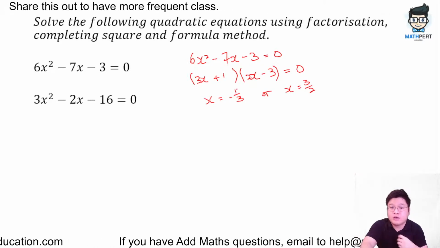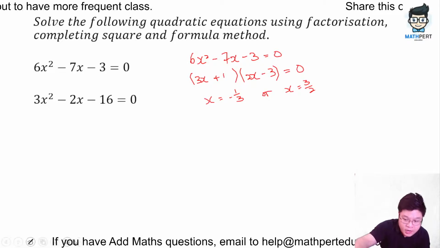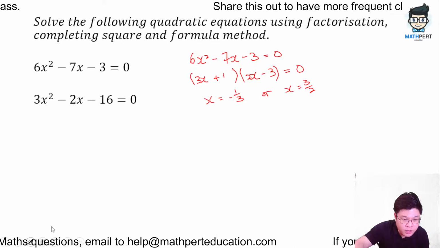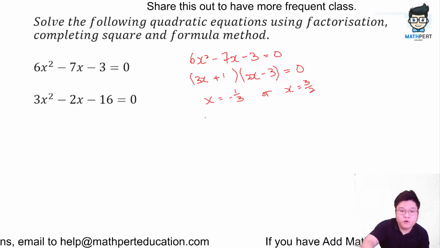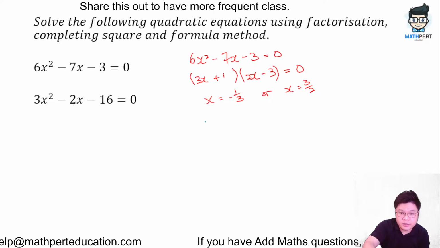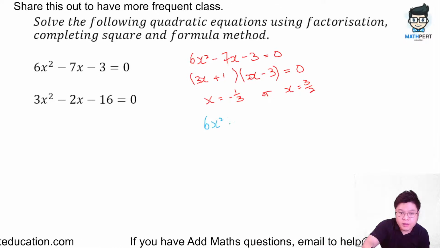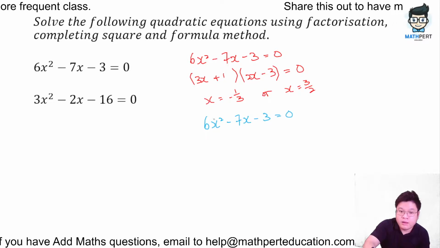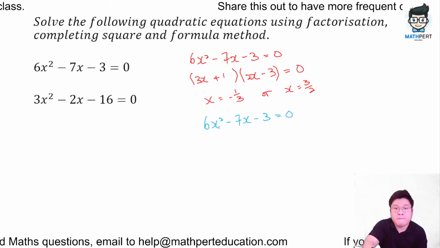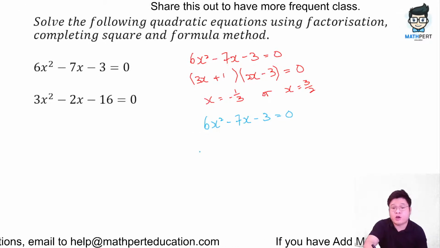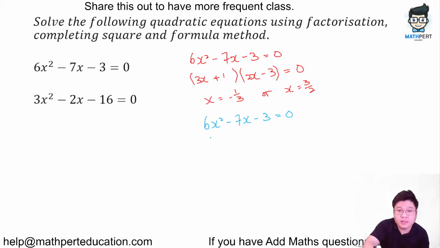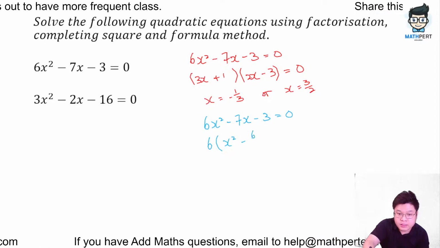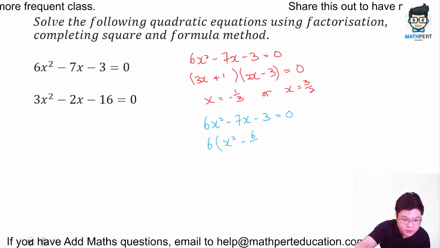So this is factorization. Let me change the color and use the completing the square method. I'll use blue. For completing the square, again the same equation: 6x squared minus 7x minus 3 equals 0. For completing the square, the coefficient of x squared must be 1, but the coefficient over here is 6. So we have to factor the 6 out. When we factor the 6 out, I will get x squared minus 7 over 6.